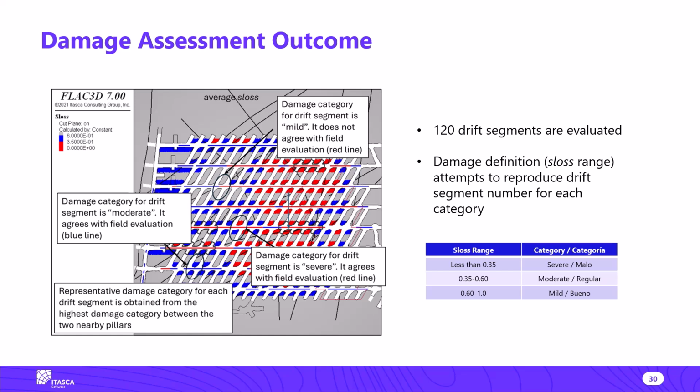In terms of the methodology, the representative damage category for each drift segment in the production level was assigned the highest damage between two nearby pillars. 120 segments were evaluated in each stage of mining advance. We highlight in the image some cases where this fits the observation and others where it doesn't.